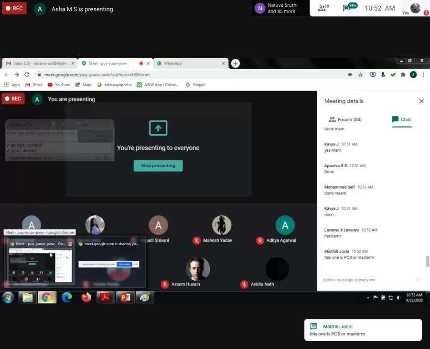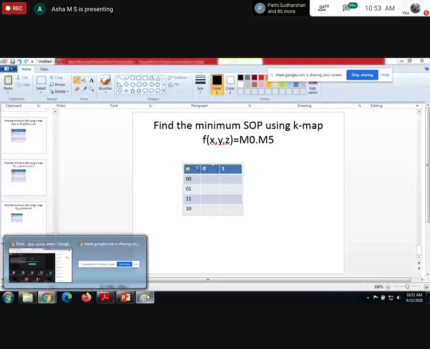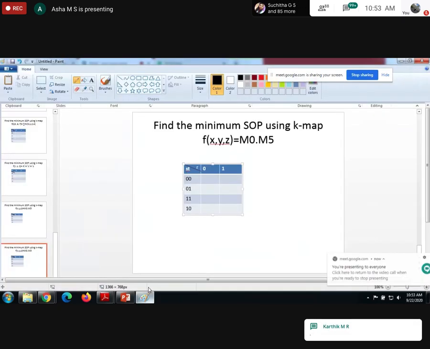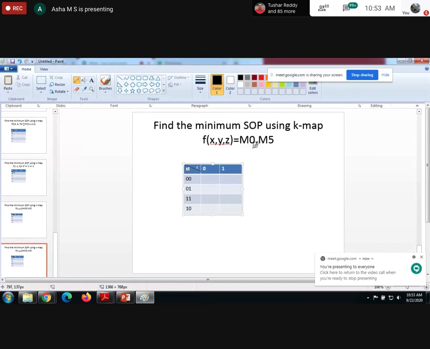This is POS or max term. Max term is fine. So there we have used the plus symbol: M0 plus M2 plus M5 plus M6. But here we are using the dot symbol, which is product. So this capital M represents the max terms.